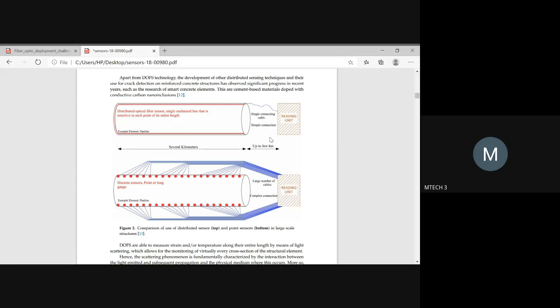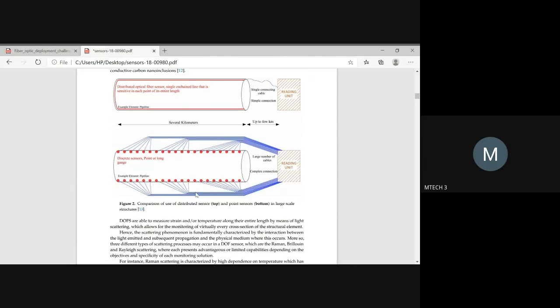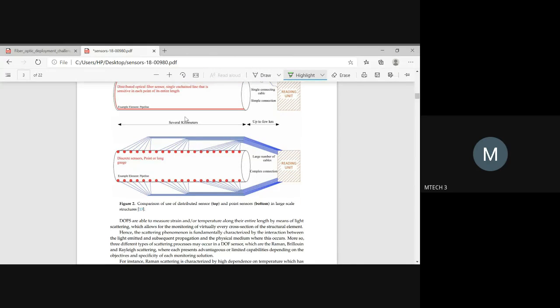A reading unit cannot be too far away. It can be within a few kilometers. So the reading unit will be connected. You'll have a single cable unit which you can connect to the reading unit. So this is an example wherein you are using distributed optical fiber technology. Suppose you are using a point sensor, what are the differences?